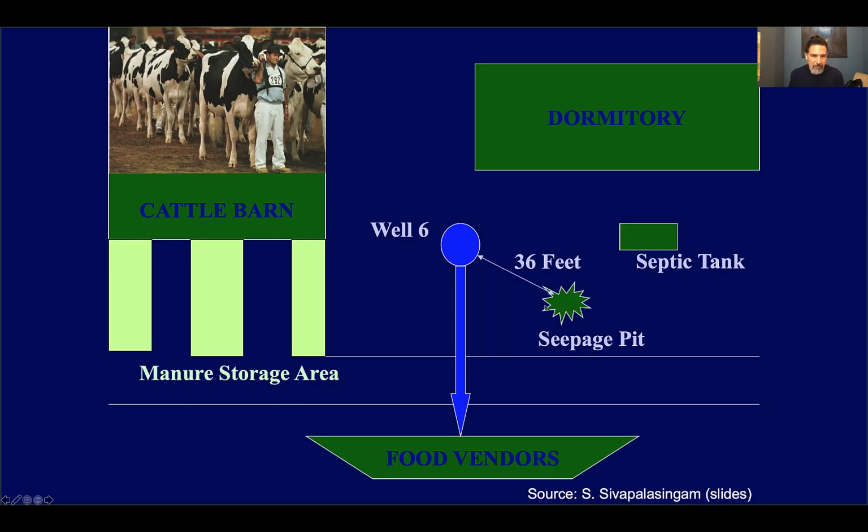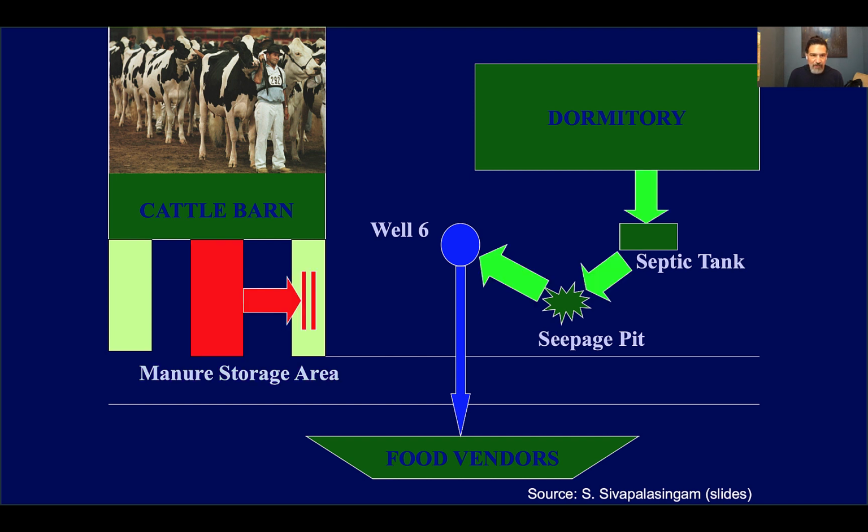They noted too that the well was about 36 feet from a seepage pit that was related to the septic tank that served this dormitory where some of the fair workers had been staying. So they did an environmental investigation where they flushed different kinds of dye down drains from the dormitory and from the cattle barn, which had a manure storage area, which could have been a source of E. coli as well that could have contaminated the well. And while this is not definitive, it was certainly suggestive.